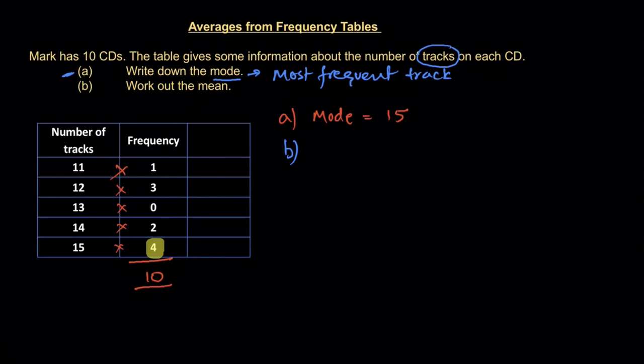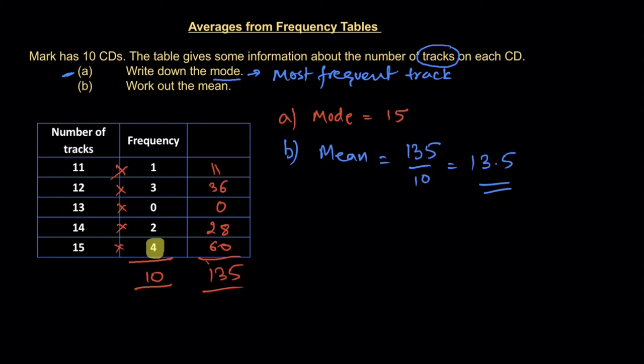So 11 times 1 is 11, 36, 0, 28, and 60. And we can add them up as well, which is 135. So now to work out your mean, all you need to do is divide 135 by the total of frequency, which is 10, and that gives 13.5. So that's how you calculate the mean from a frequency table.